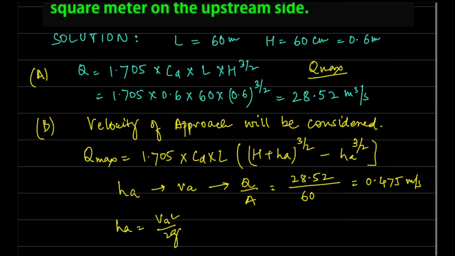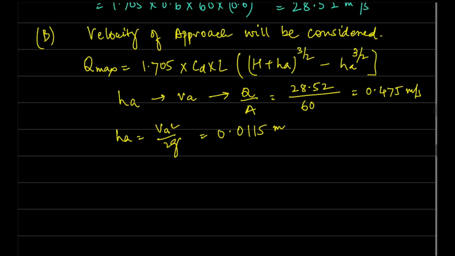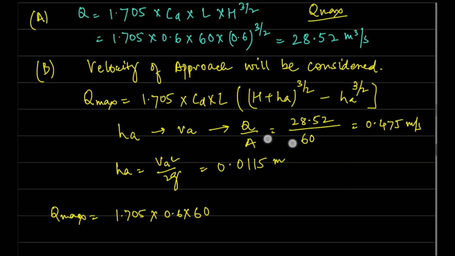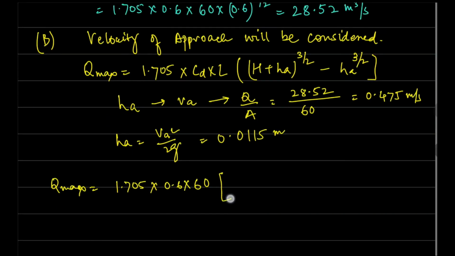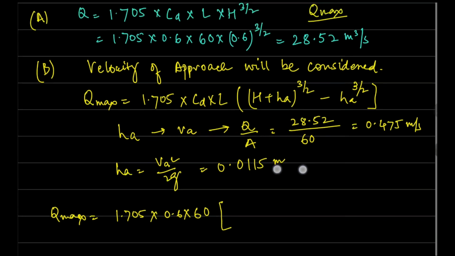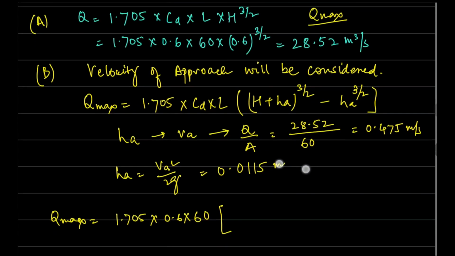So HA is coming out to be 0.0115 meter. Now we will put these values of HA and all, then we'll get the Q max. So Q max is equal to 1.705 multiplied by 0.6. L is your 60, and then H is given to us that H is 0.6.